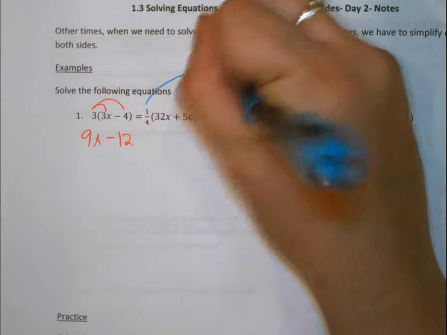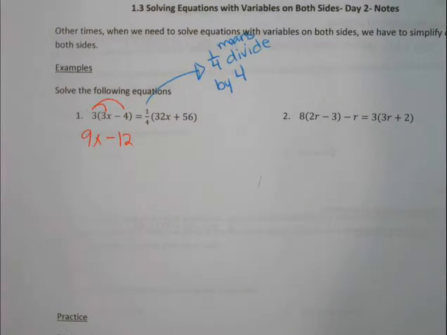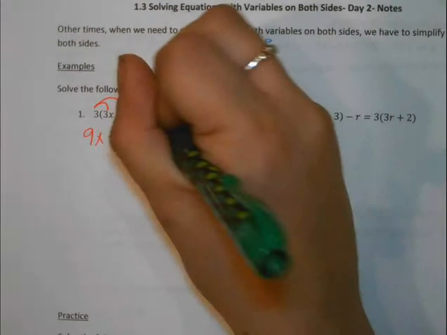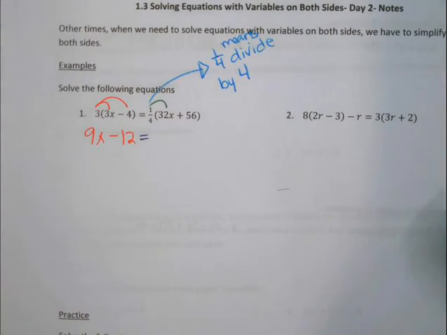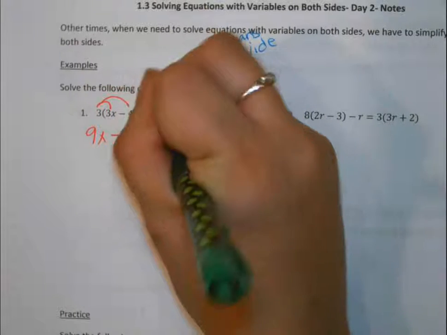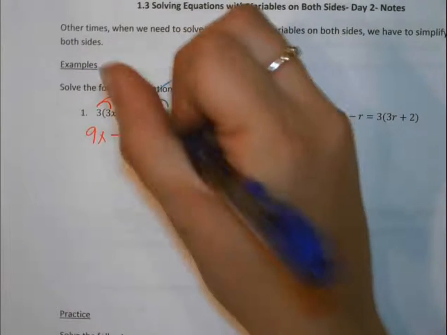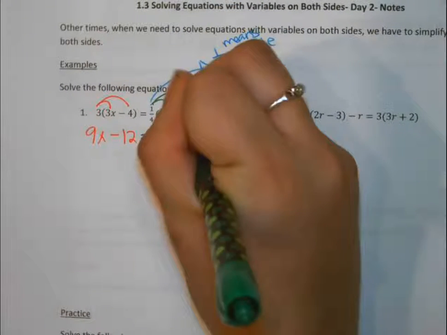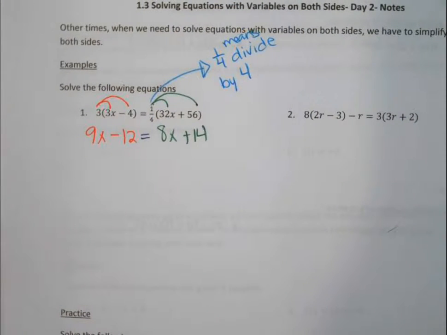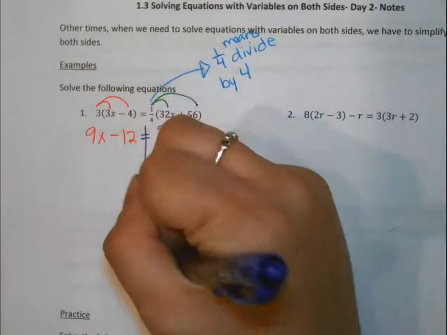So when I go and distribute this, I'm actually going to divide those numbers by 4. So I have 32 that needs to be divided by 4. That turns into 8. Then I have 56 that needs to be divided by 4. That turns into 14. Okay. Then I can go ahead and draw my line.